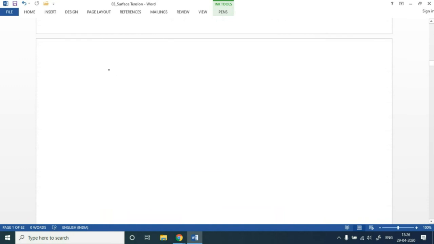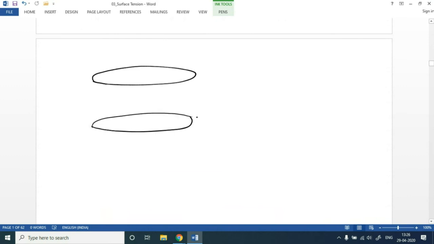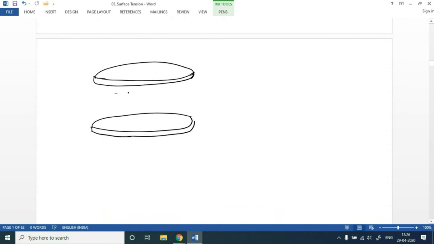Imagine two very large discs, or plates. A thin layer of liquid is between these two plates. When you try to pull them apart, a curved surface of the liquid forms, with some liquid remaining between them.